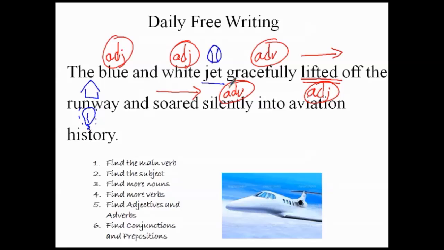In our sentence we have two conjunctions, both of which are and. Our first and is tying two adjectives together. And our second and looks like it's tying soared and runway together, but if we think about it, runway is a noun, soared is a verb, that's not going to happen. So what is it tying together? Well, it's tying together our two verbs. What did the jet do? It lifted and soared.